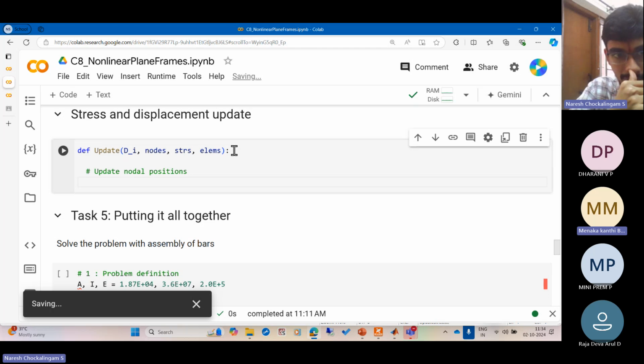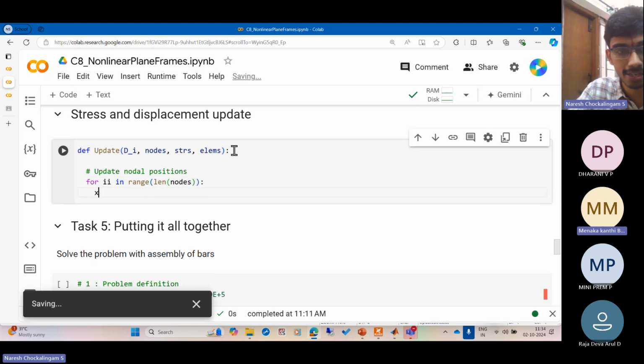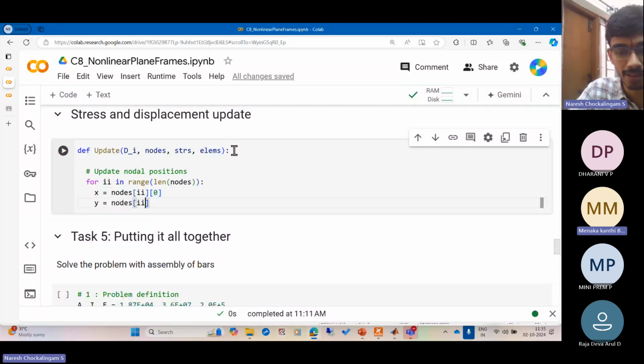So di is a degree of freedom vector, right? So the first thing I need to do is, nodes has two things. So for every node, for ii in range of length of nodes, I loop over all the nodes. I'll say the x coordinate of the ith node is nodes of ii comma 0, right? And the y coordinate is nodes of ii comma 1.